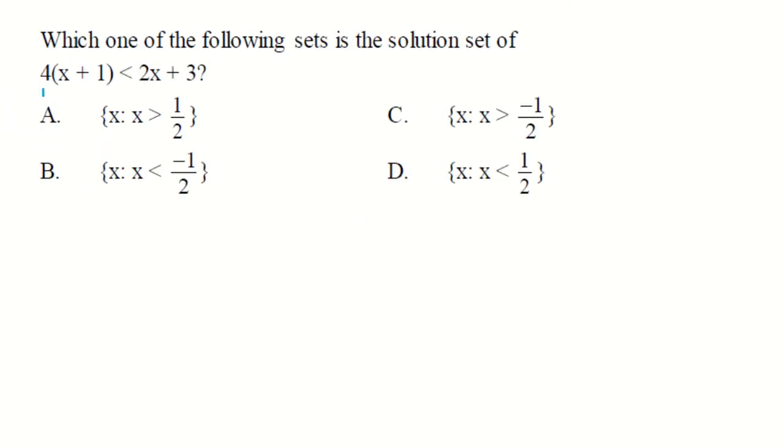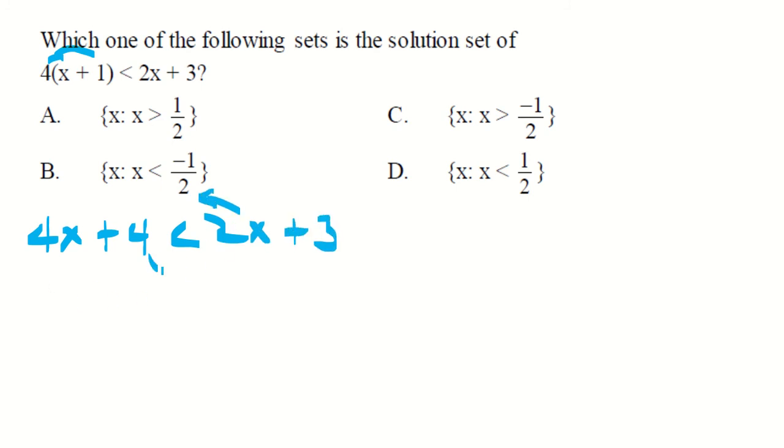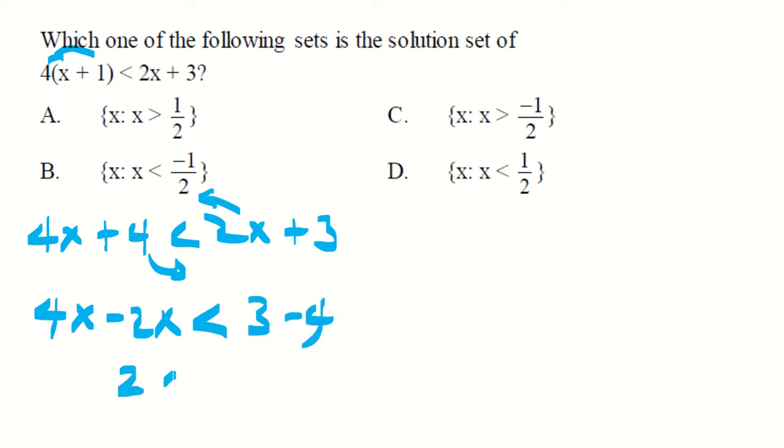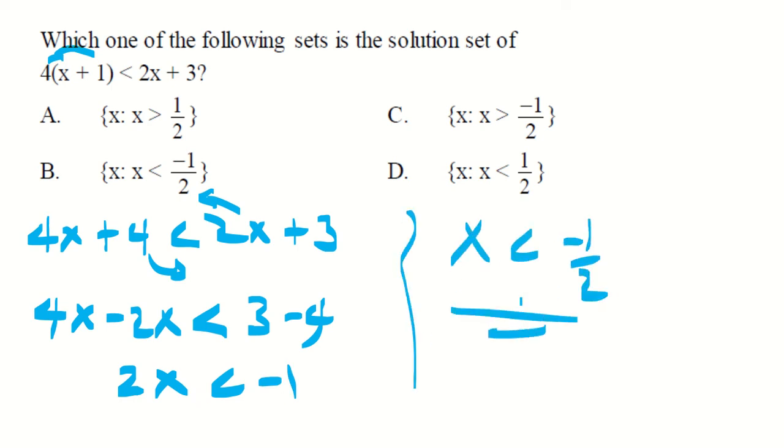The next question, inequality, remove the bracket first, multiply. The 4 will multiply each of them. So when you do that, 4x plus 4 is less than 2x plus 3. And then collect the like terms, the x family here and the constants to the other side. So 4x minus 2x is equal to the 4 we need to move. It's not equal to, actually, it's less than 3 minus 4. The difference here will be 2x is less than, the difference here will be negative 1. Then divide by 2 both sides. So x is less than negative 1 over 2. So the answer is found in B.